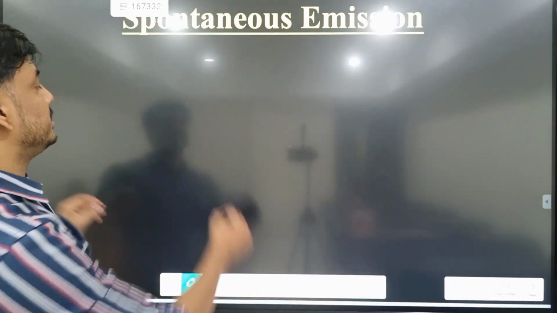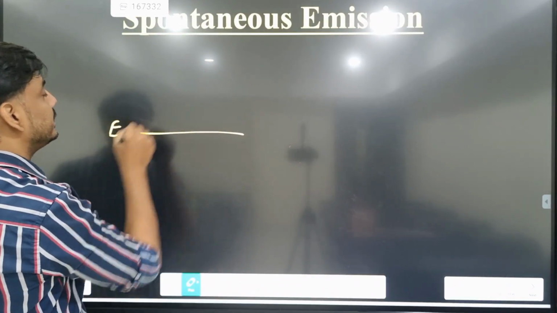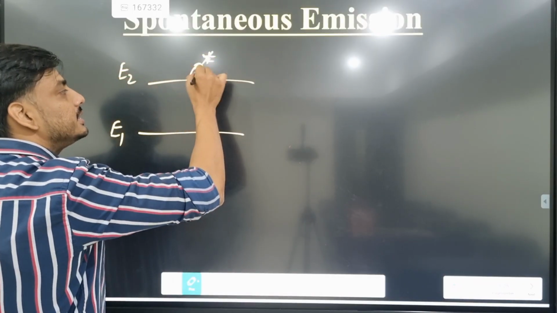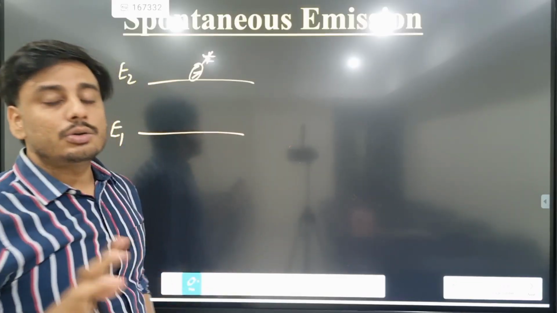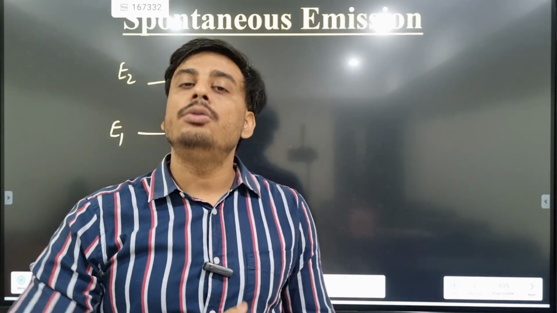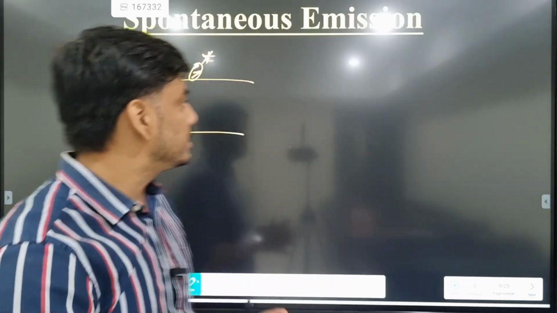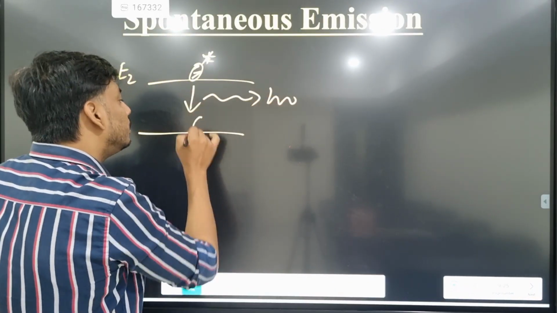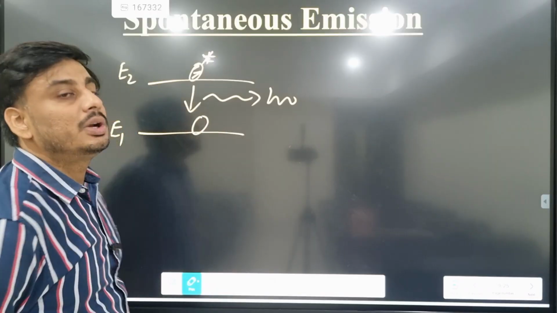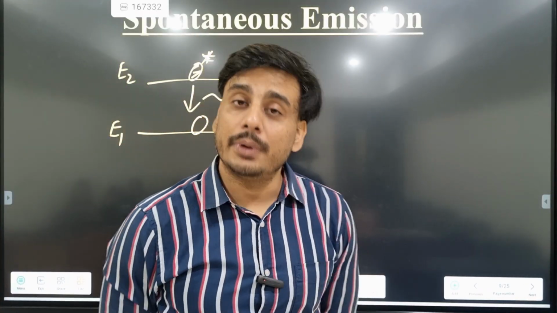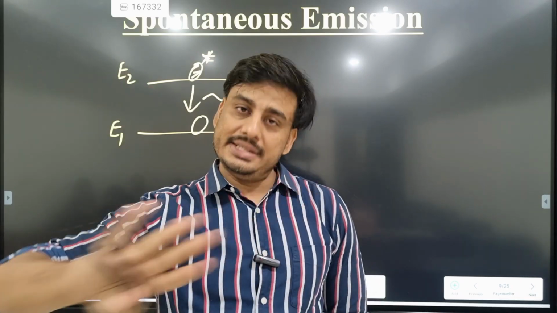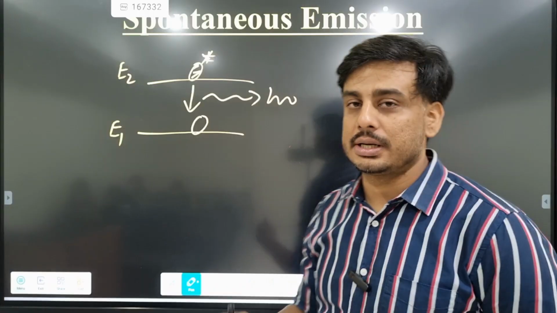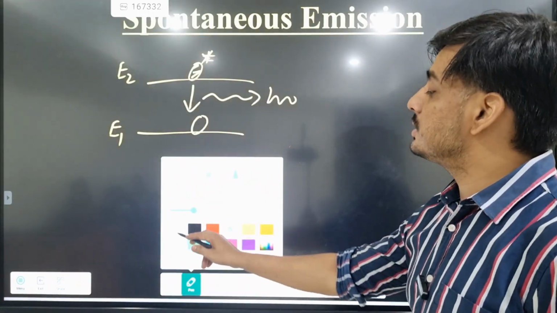So spontaneous emission means during the absorption process, all the particles move from E1 to E2. Let us consider one particle is here. It is in the excited state, but in the excited state, we know that all the particles are unstable, so they will release energy and return back to the ground state. So it will release some amount of energy and jump to the lower energy state. This is known as spontaneous emission, because on its own it will release energy, since it is an unstable state. So it will release energy and come back to the ground state. That's why it is said to be spontaneous emission.